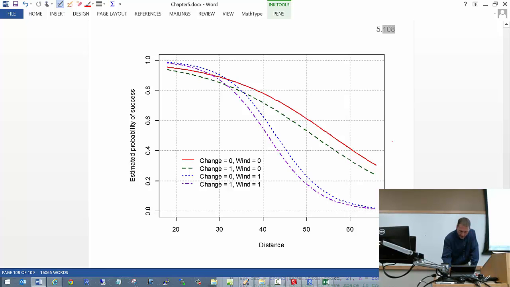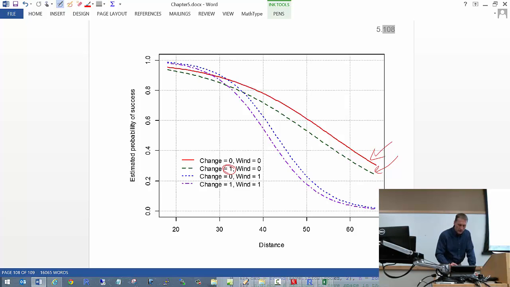So the red line here represents when change is equal to 0, when wind is equal to 0, here's the estimated probability of success. You can think of this as, let's say, the least risky circumstances for a place kick or field goal. And you can see there's the estimated probability of success as a function of distance. But when I add a risk factor, such as the place kick is done under pressure, we can see the effect that it has. It lowers the estimated probability of success.